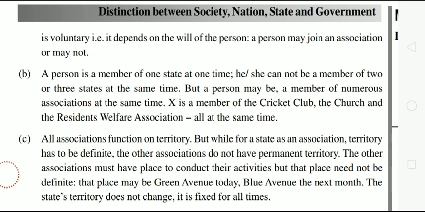C. All associations function on territory, but for a state as an association, territory has to be definite. The other associations do not have permanent territory. The other associations must have a place to conduct their activity, but that place need not be definite. That place may be Green Avenue today, Blue Avenue the next month. The state territory does not change. It is fixed for all times.